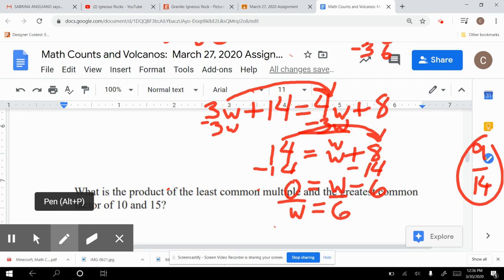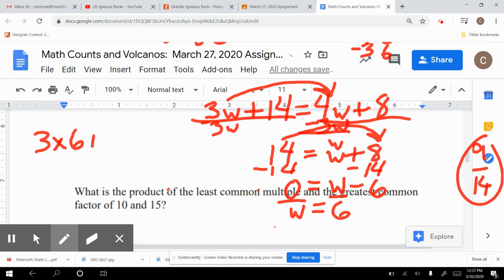But that's not the answer. That's how many weeks it would take to get to this point. So we're going to solve both of these back in the original equation, both sides, to see how many students there are in that week. So if we take 3 times 6 plus 14, and the next one we take 4 times 6 plus 8, okay? That should give us the answer.